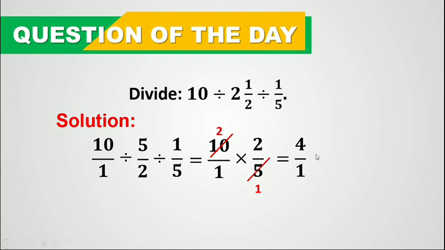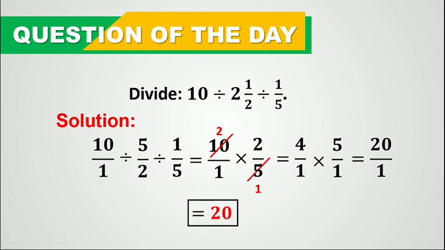So this becomes times the reciprocal of 1/5, which is 5 over 1. We can't cancel anything here because 1 is the denominator of both. So just proceed to the rule in multiplying fractions: numerator times numerator, denominator times denominator. So 4 times 5, that's 20, and then 1 times 1, that's 1. And this can still be simplified, because 20 over 1 is 20. So therefore, the answer for our question of the day is 20.